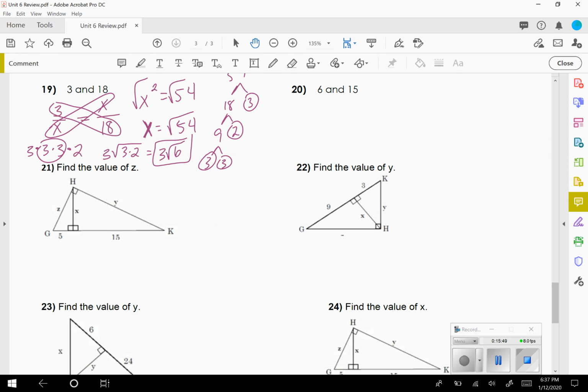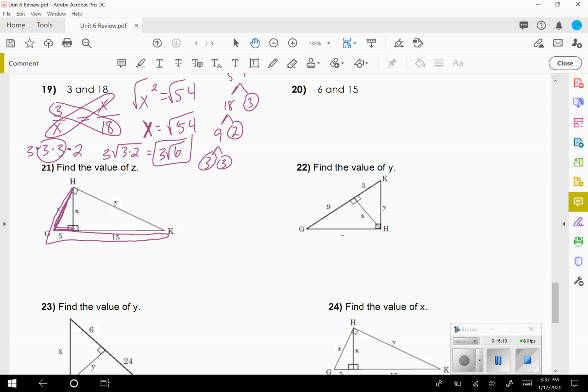Now here, we need to find the value of z. Since we're trying to find one of the legs here, this is the boomerang method. So remember, you take your boomerang and you throw it, and it goes all the way. It comes back to you right there. Okay, but not quite.